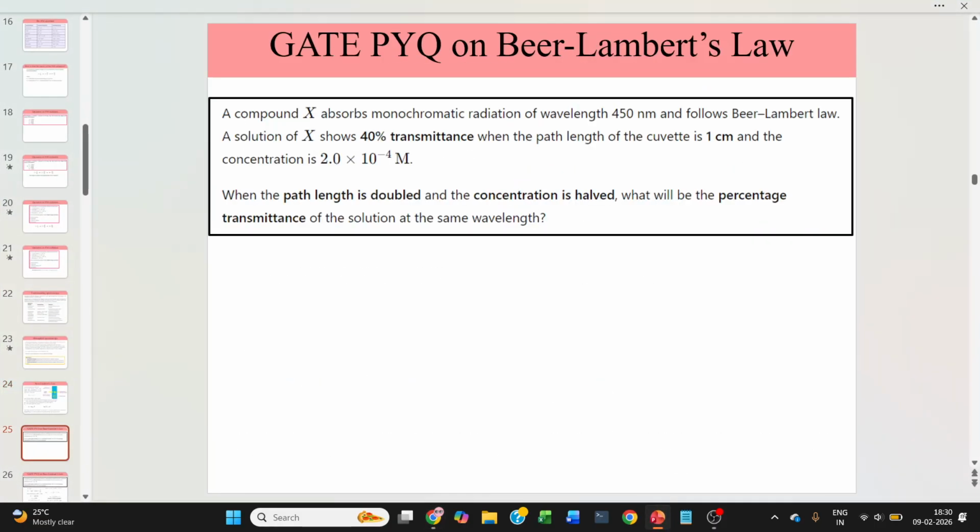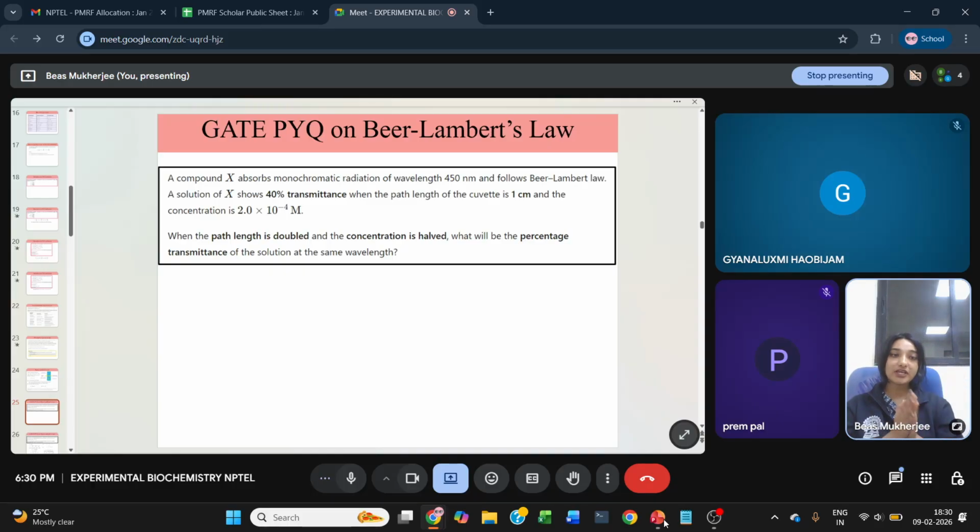Now we come to a question. Based on up till here, you've understood that Beer-Lambert's law is something very simple if you understand it. But the questions that you can expect may not be very straightforward or direct. So let's look at this particular question here. It is not a very direct question, but it's important that you practice it. This is a GATE level question for you.